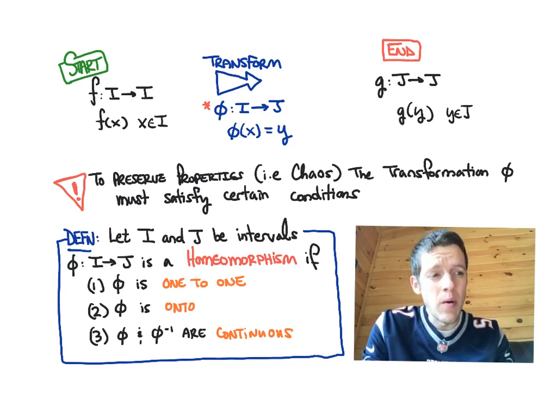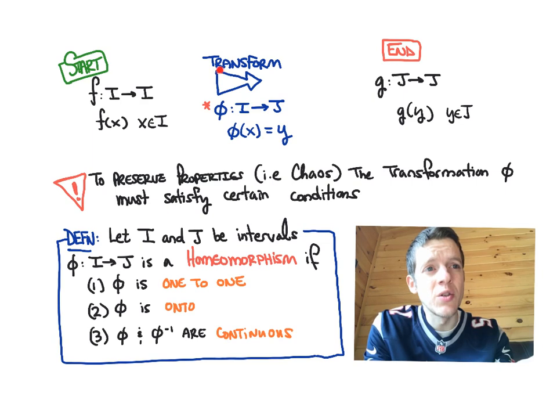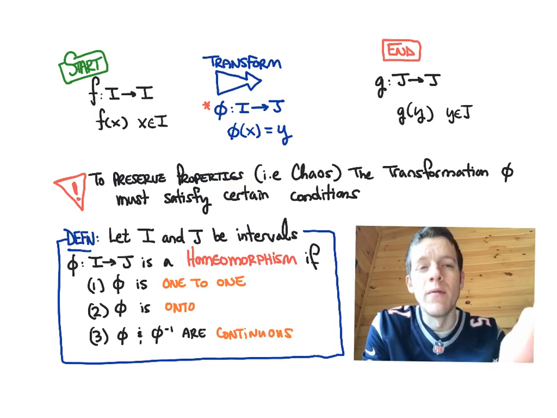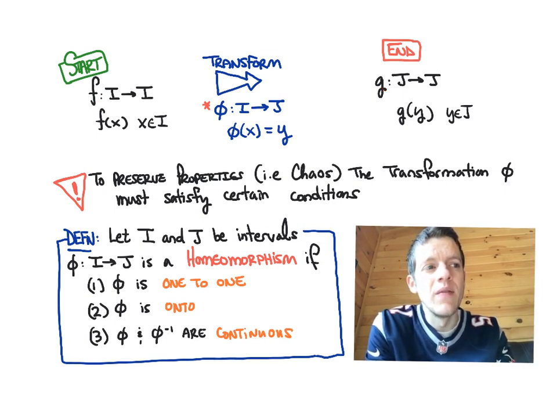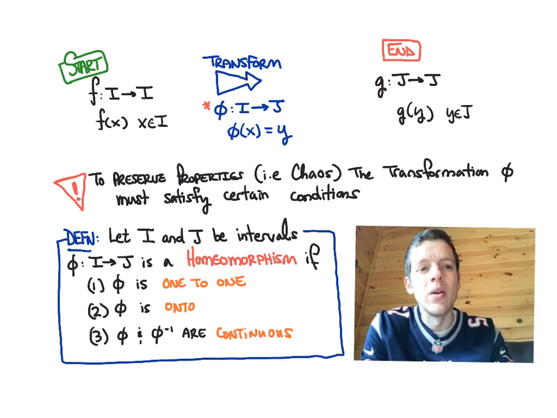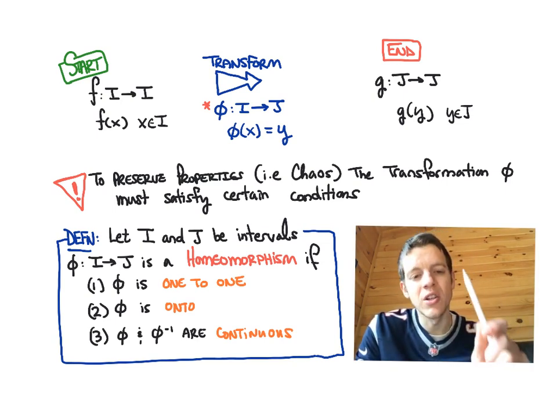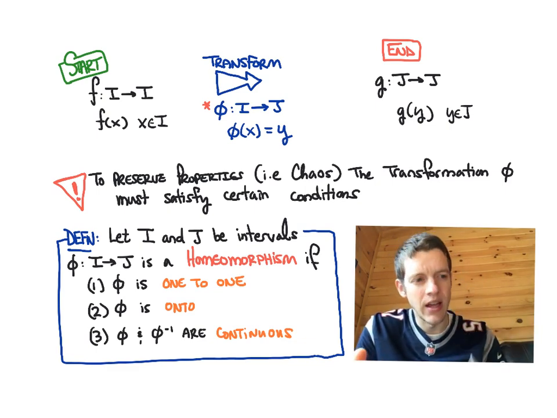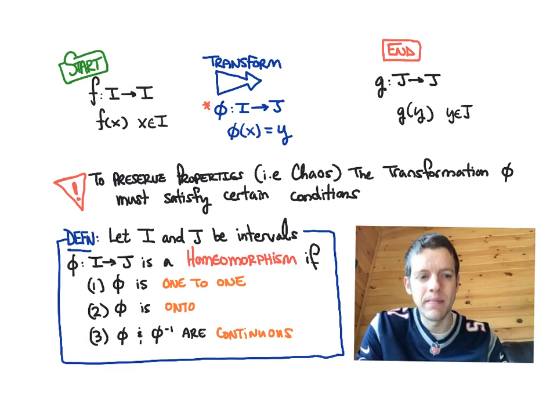But for our purposes on this slide, understand that this transformation, in order to preserve topological properties from the map F to the map G, this transformation phi had better be a homeomorphism. If it is a homeomorphism and we're able to relate F and G, then all properties are preserved, and particularly the property of chaos is preserved. So it's going to preserve sensitive dependence on initial conditions, density of periodic points, and transitivity of the maps.